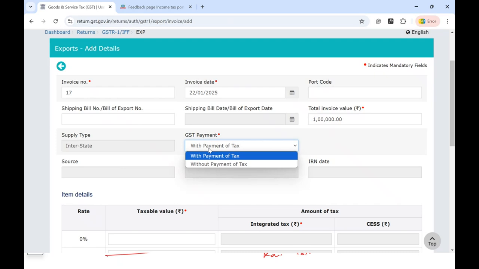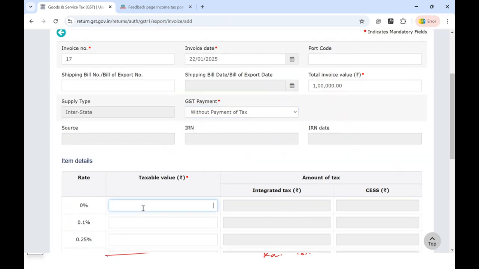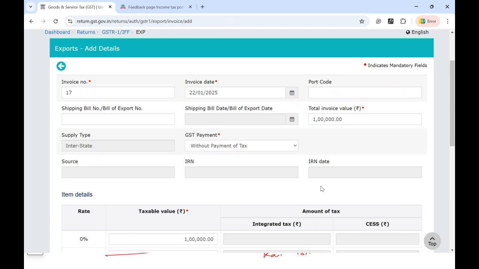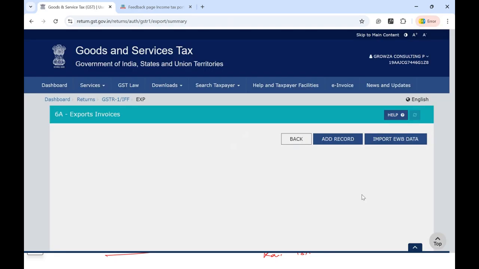If you paid the tax at the time of exporting, then you are able to claim that money as a refund. If you did not pay any GST at the time of exporting, then you are required to opt for without payment of tax, and in that case, obviously, you are not eligible for any refund. So this is the zero rated. I am providing this value as 1 lakh in the corresponding field of the 0% rate. I provided 1 lakh. The tax liability would be nil. In this way, we are required to report our export supply.